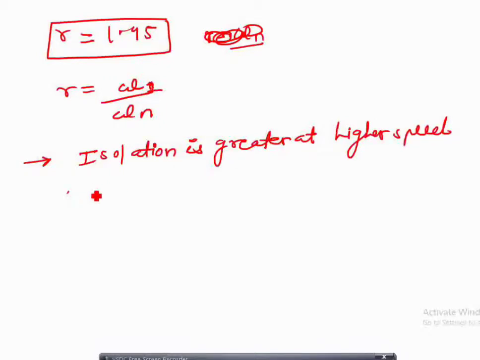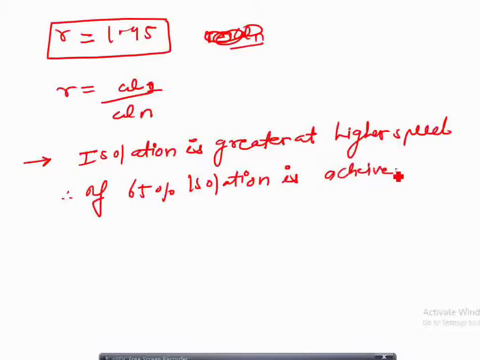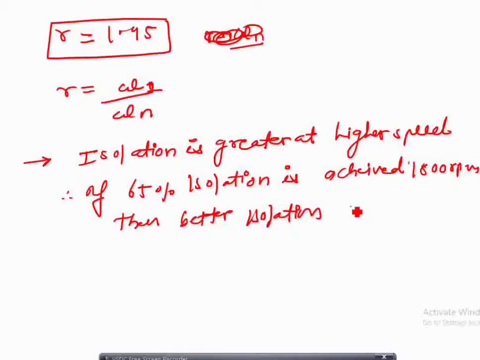So therefore, if 65% isolation is achieved at less speed, and less speed means achieved at 1800 rpm, then obviously you will get a better isolation. Then better isolation is achieved at what speed? At higher speed, that is 2233 rpm.